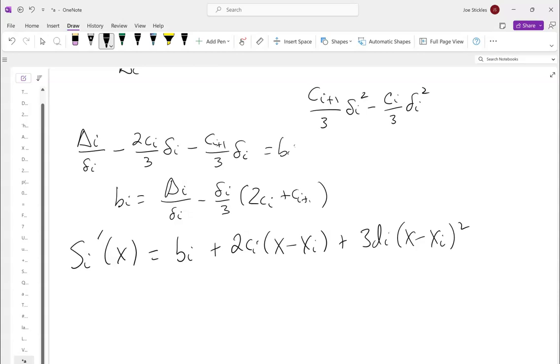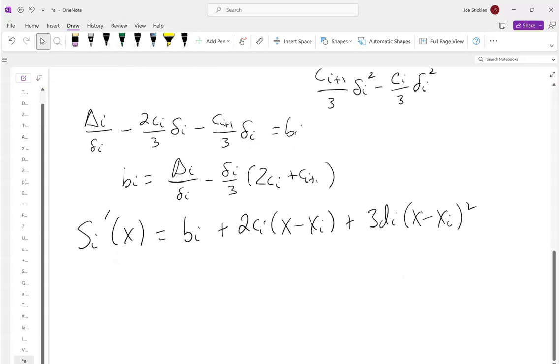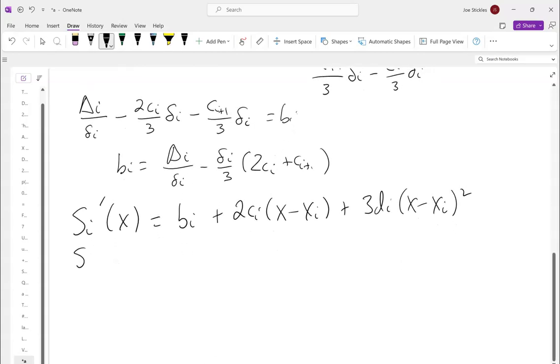Everybody agree with that? What the derivative is going to be? Okay. So again, we're going to use that condition. I'm going to write down the condition again so we can see what the equation needs to be. The condition that we need is that when we plug in the right endpoint to the ith derivative, we need to get the same thing as if we plug in the left endpoint into the I plus first derivative.